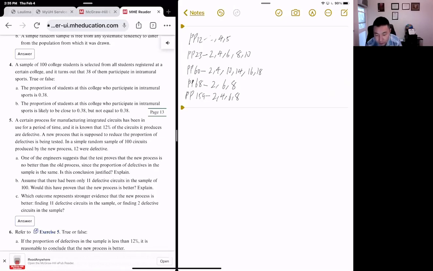B is true. B says the proportion of students at this college who participate in intramural sport is likely to be close to 0.38, but not equal to 0.38. Right, so this is the correct statement.